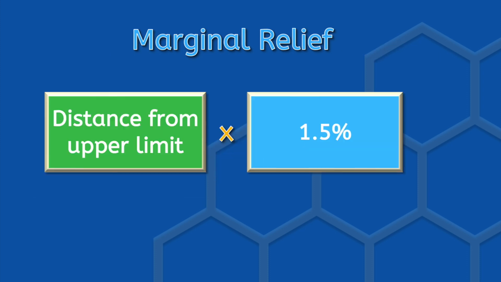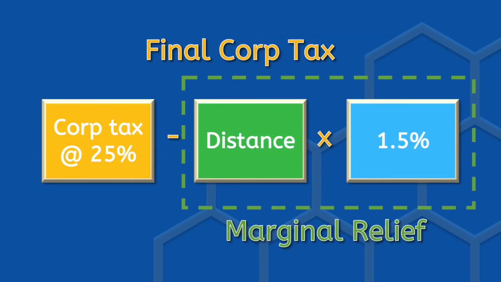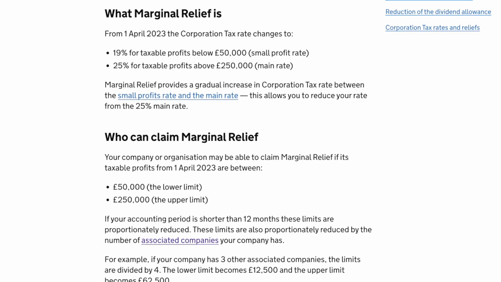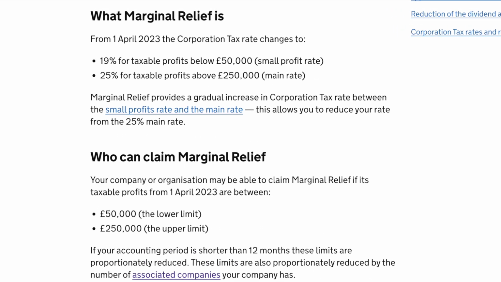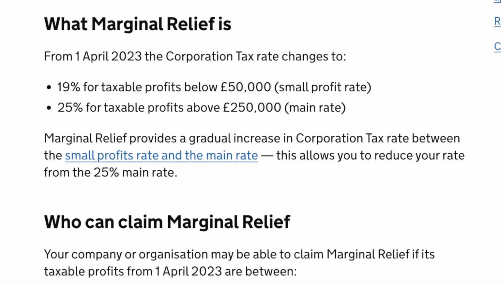Marginal relief is how far we are from the 250k multiplied by the fraction. That's number 2 multiplied by number 3. Total corporation tax due is your liability before the relief minus the relief. So number 1 minus 2 times 3. It's also interesting that they're comparing your tax rate to the 25% rather than the 19% that you would be paying at the lower threshold.